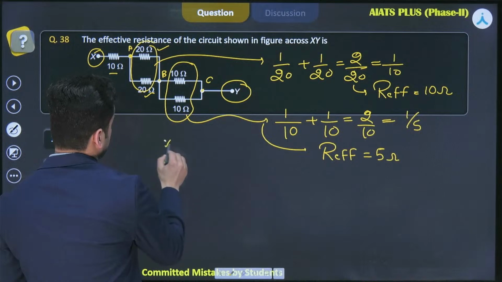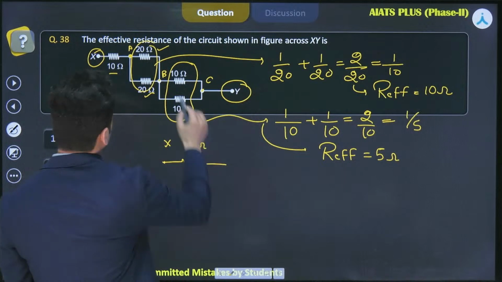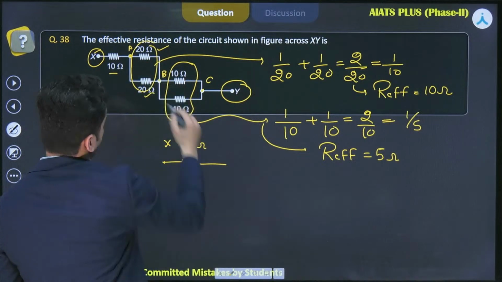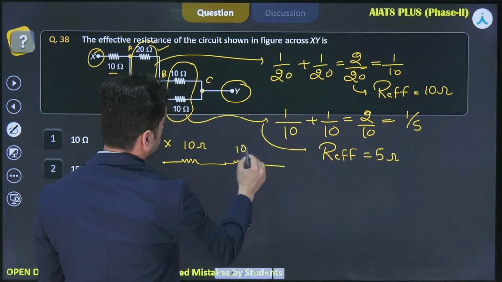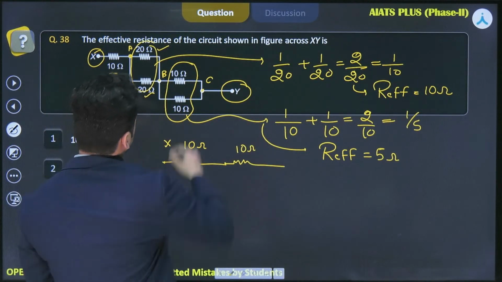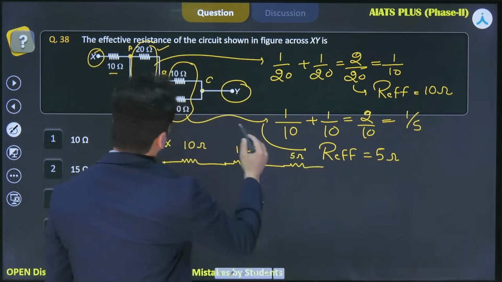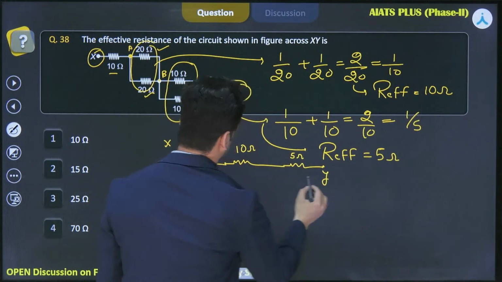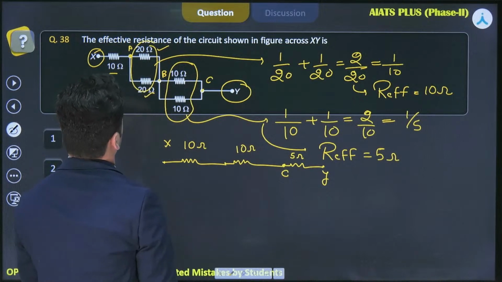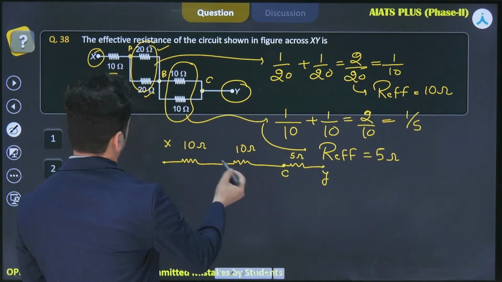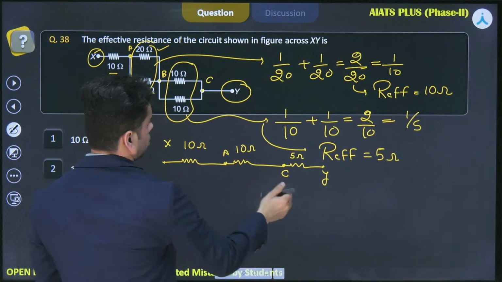This is your point X, and you have your 10 ohm resistance over here. The equivalent of 20 ohm and 20 ohm is 10 ohm. It is something like this. This is your 10 ohm. And then you have 10, 10, 5. So you have 5 ohm. And then you have your Y. So this is your Y. This point is C. This is X and A. I guess this is okay.